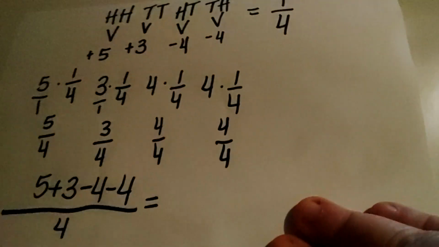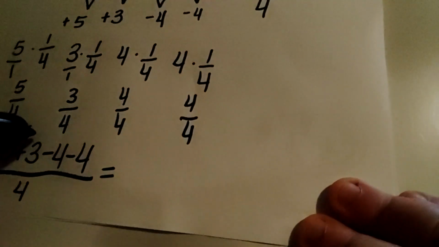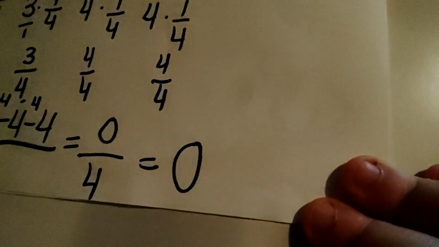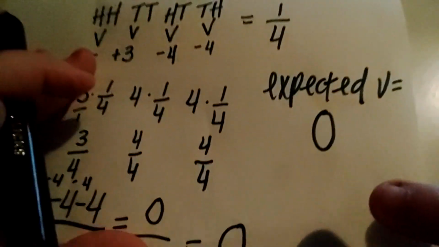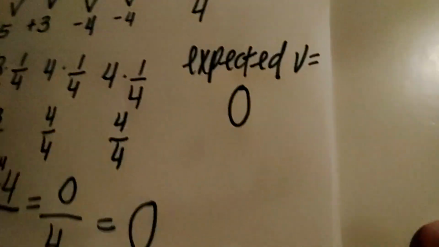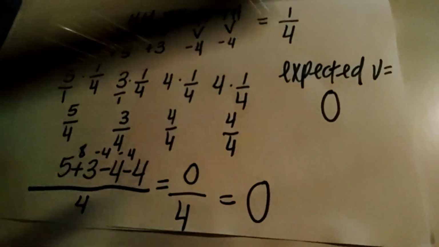Now, all we'd have to do is calculate. 5 plus 3 is 8. Minus 4 is 4. Minus another 4 is just 0. Is that a fraction? No, it just is 0. So wait a minute. Didn't I say at the beginning our expected value needed to be 0? Did we get 0? Oh my gosh, we sure did. So, this game is fair because our expected value is $0.